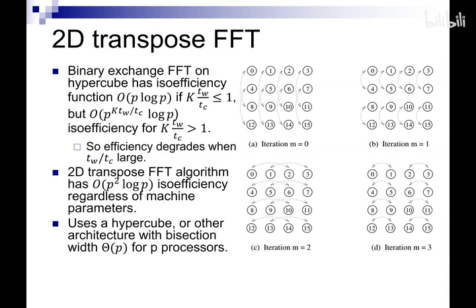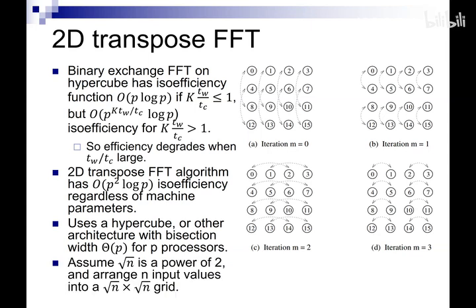We're going to run this on a hypercube, but you can also run it on a different architecture as long as it has a bisection width of order p. For example, you can also run this algorithm on the fat tree. We're going to assume that root n is a power of 2, and we're going to arrange all of the input values in a root n by root n grid.